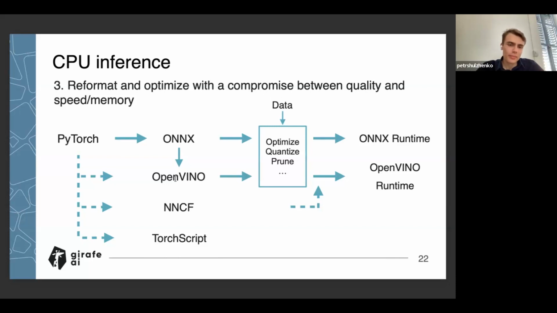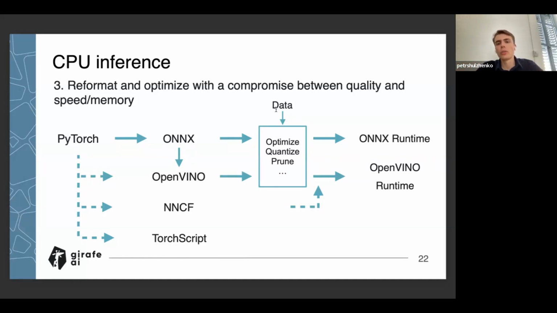For example, theoretically, you can transform your PyTorch model directly to OpenVINO, but from my experience, it's much better to first reformat your PyTorch model to ONNX format, and then from ONNX to OpenVINO, because dependency problems and other stuff are rather annoying. After that, you perform all types of optimizations, like operation fusion, quantization, model pruning, etc.